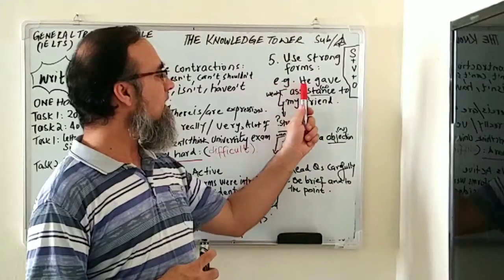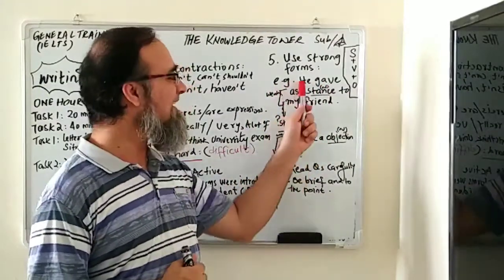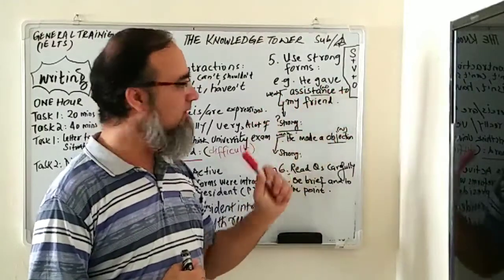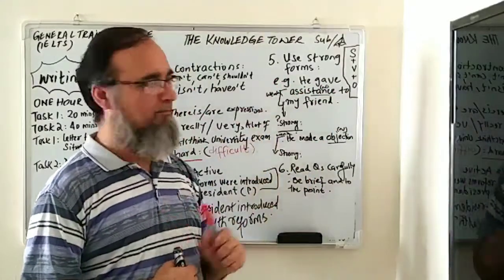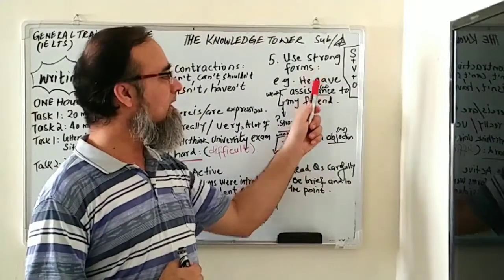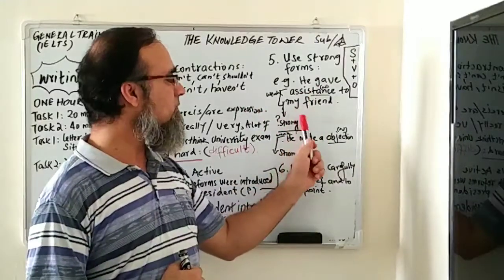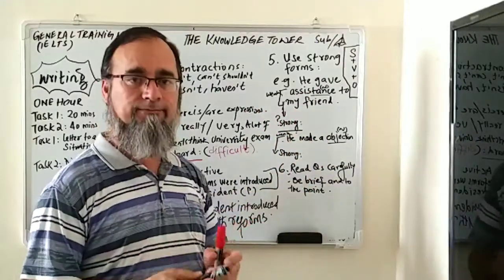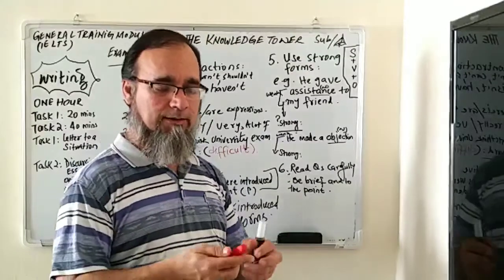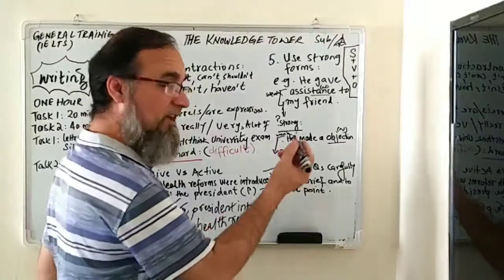Now here it says, "He gave assistance to my friend." Now "he gave assistance to my friend" is a weak sentence. Here you are using assistance as a noun. You are not using a strong form. So if we change this into a strong form, what should be the sentence? So think about that, and if you think about that, you can come across a sentence which is strong.